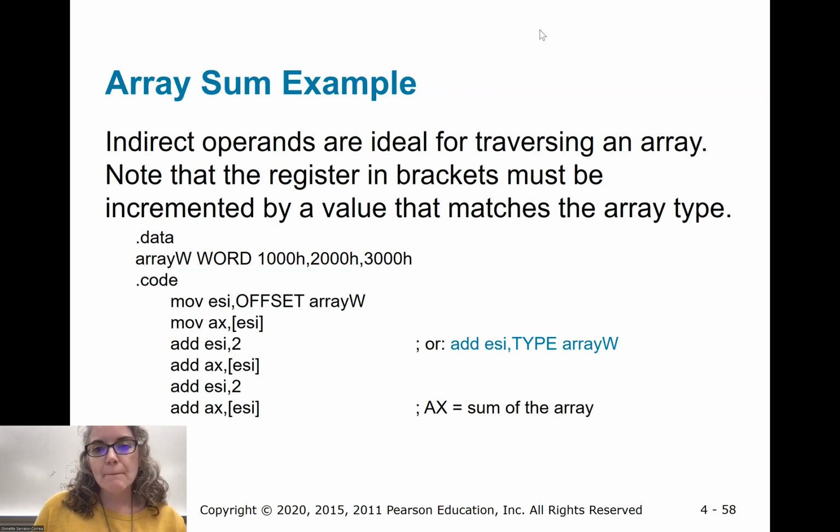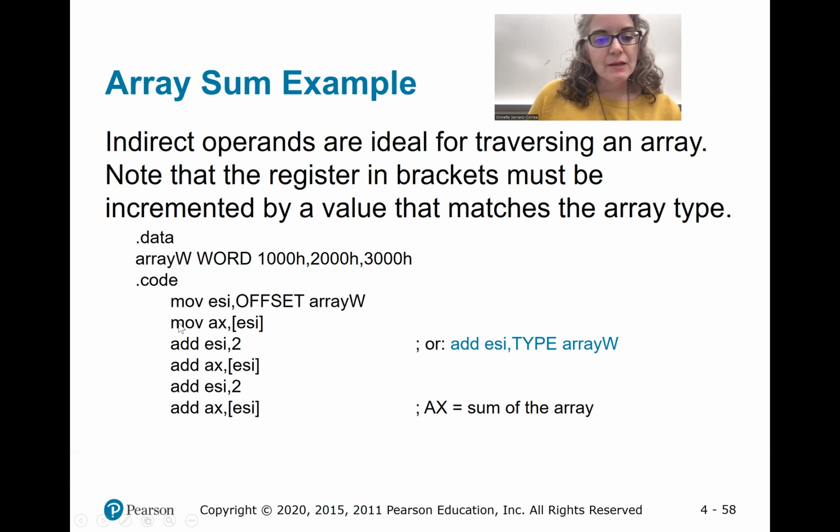Okay. Then here, we move the next value. So we move 2000 into AX. Actually, we're adding, so we're adding 2000 plus 1000. And then we move to the next value. So we're adding 2 to ESI. That means you're adding 2 bytes to the address that ESI points to, which is arrayW. And then we dereference ESI, so we get to the 3000 and we add it to AX. And this gives us the sum of all 3 numbers.